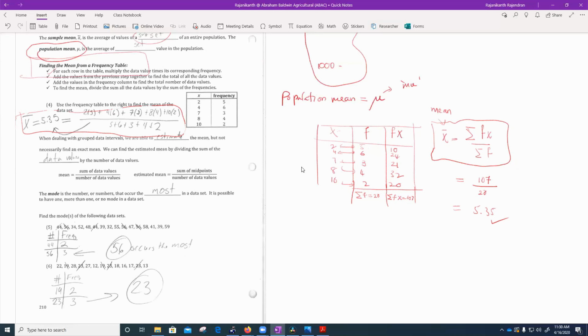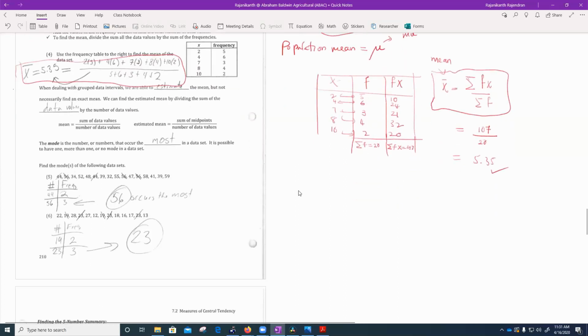Okay, now let's move to the next one. When dealing with grouped data intervals, we are able to estimate the mean. In all of these cases we found the exact mean because we know all the exact data values given. But there are some cases where we cannot find the exact mean. What is that situation? Instead of a frequency table, you may have a grouped frequency table. So you may have a table like this.